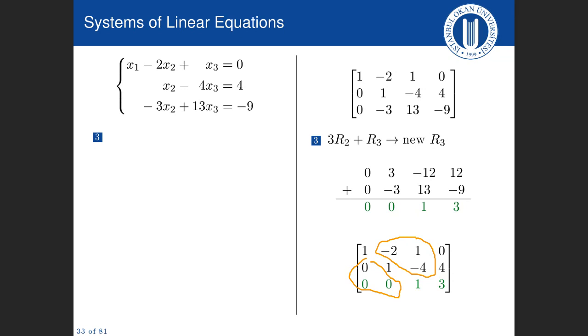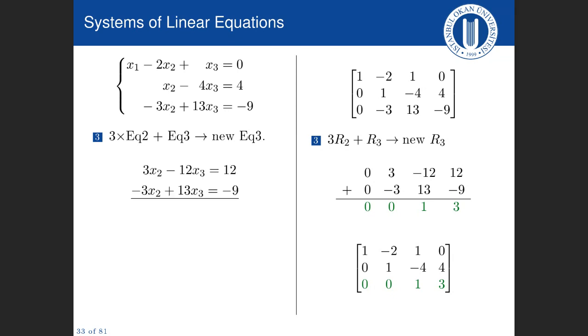Now, look at the linear system on the left. I'm going to do 3 times equation 2, and I'm going to add that to equation 3, and that will give me a new equation 3. 3 times equation 2 is 3x2 minus 12x3 is equal to 12, and I'm going to add that on to minus 3x2 plus 13x3 is equal to minus 9. And what do I get? I get 0x2 plus 1x3 is equal to 3. So my new linear system looks like this.